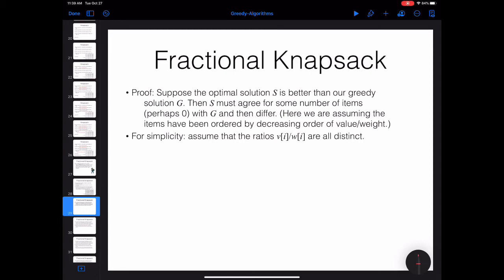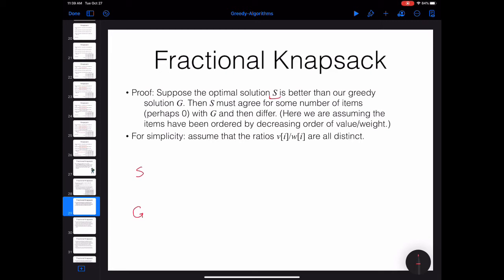I want to show you that the greedy solution is not going to give me anything different from the optimal. So at first I'm assuming that the optimal solution is, let's call it S, okay? There is an optimal solution S, and I'm going to compare it with the solution that the greedy strategy gives me. I'm calling the solution from the greedy strategy G.